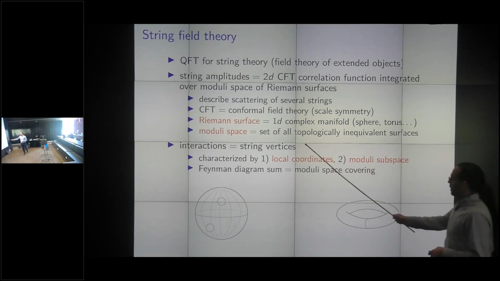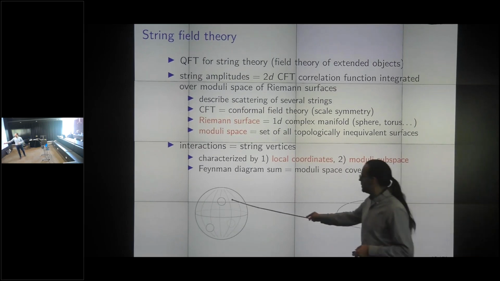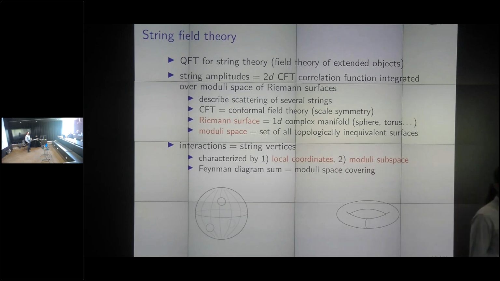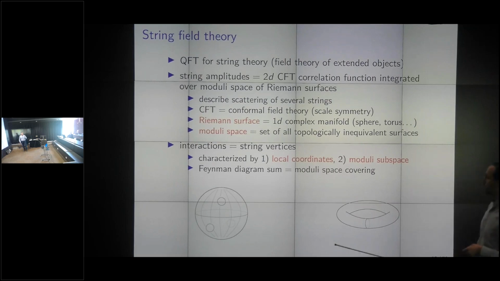And when you have a Riemann surface, you also have what we call moduli space. It's the set of all topologically inequivalent surfaces. For example, in the case of the sphere, if you take this disk and you move it somewhere else, it will become another surface. So you have many surfaces like this, which cannot be related by diffeomorphism, and it forms this moduli space. I will come later with more pictures about this concept, but these are the two keywords you need.